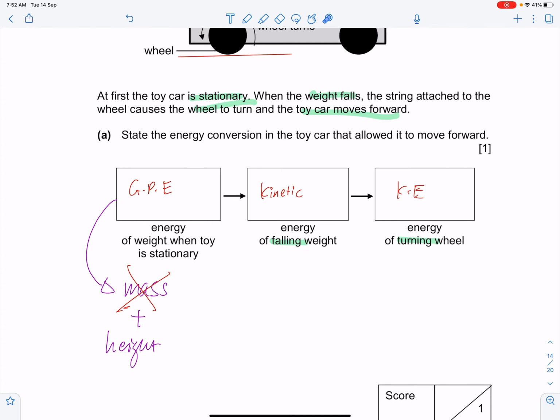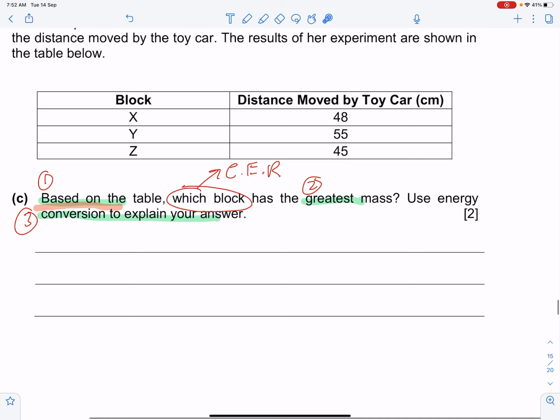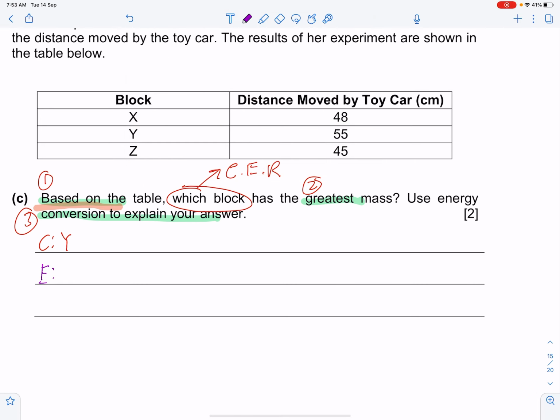Nothing very difficult, but y'all lost marks because y'all could not see and were very careless. So this kind of thing, you really need to be careful. So how will it look? My C is Y. My evidence: the toy car moved the greatest distance or the furthest distance.